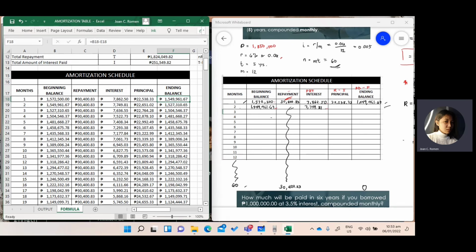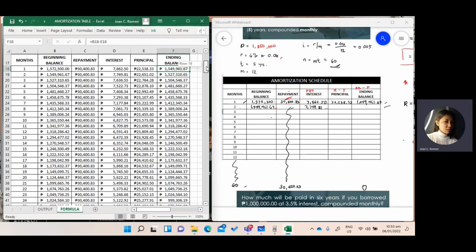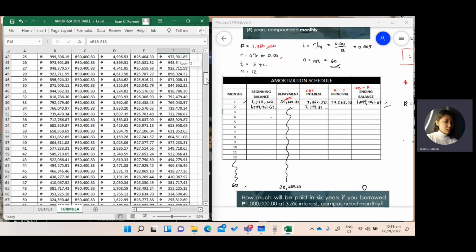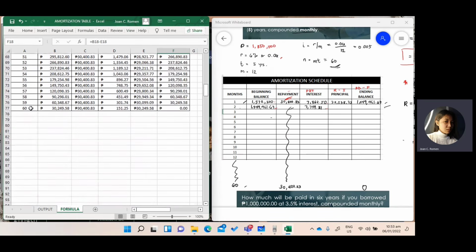Again, kaya nyo siyang kunin, kaya nyo gumawa ng amortization schedule using Excel, pero mas maganda pa rin na alam nyo kung paano siya kunin manually. Okay, hanggang sa umabot ka ng 60th term, since 60 yung value ng N natin. Okay, 60th term, and then 0 balance ka na.